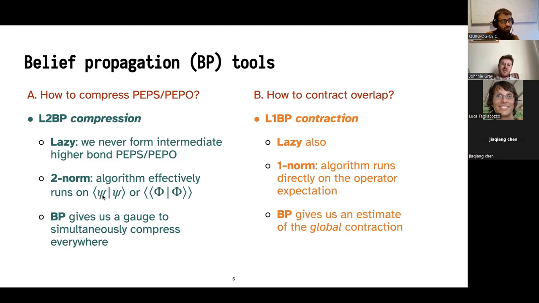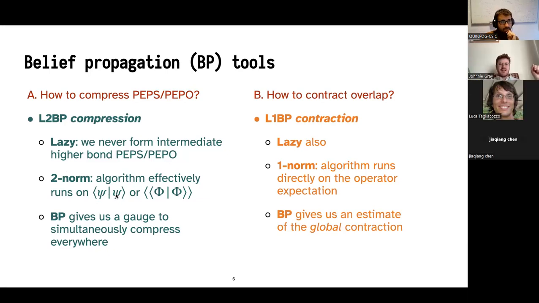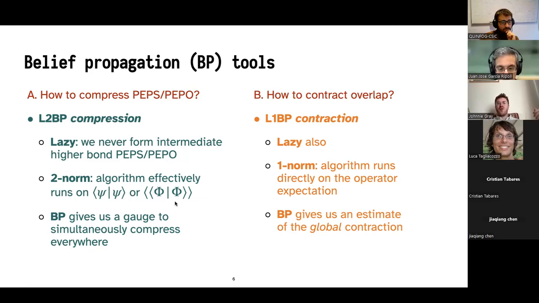So for the PEPS, you have to form the norm of the PEPS by just tracing over all of the physical indices, and the BP runs on that. Or for the PEPO, it's a kind of double sandwich where you trace over both of the up and down indices simultaneously. And if you run BP on this object, then what BP gives you is a kind of gauge to simultaneously compress everywhere in your state or operator. And I'll go into the details of that later, but that's the effective overview.